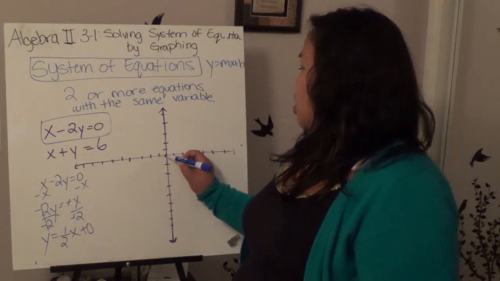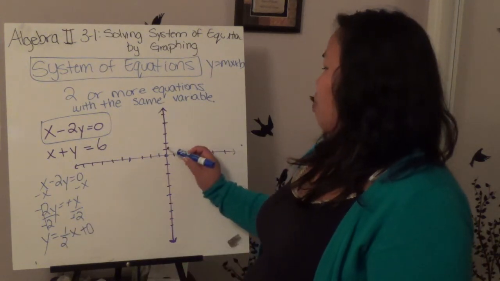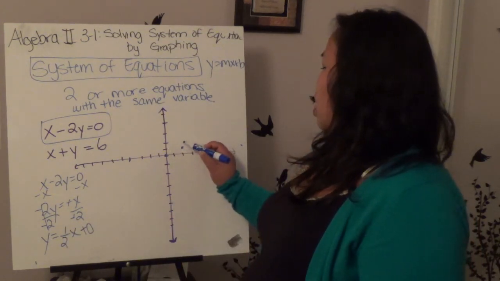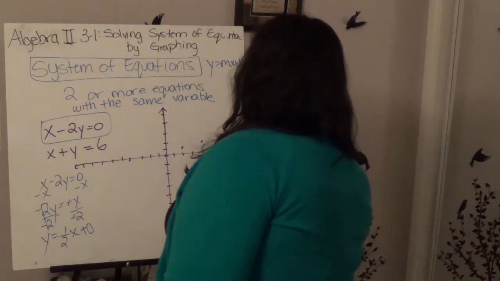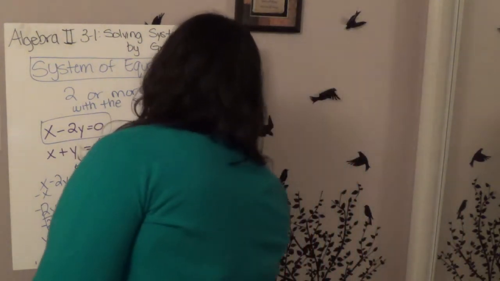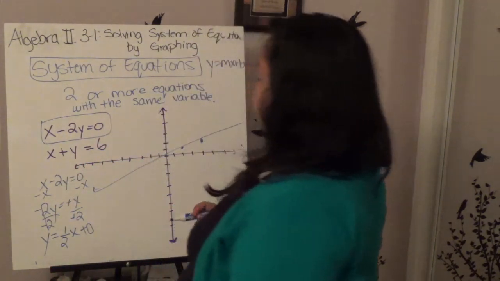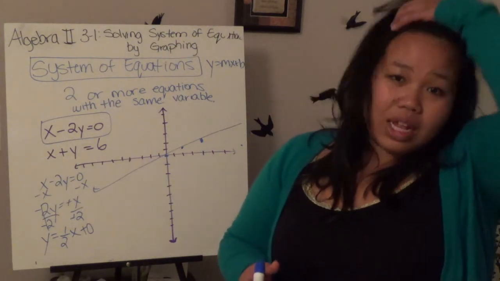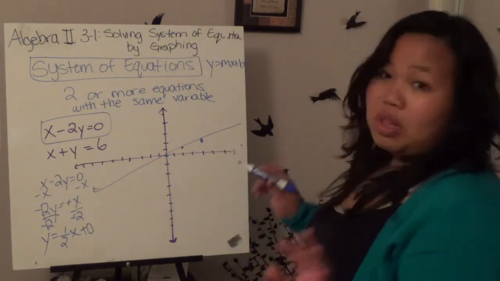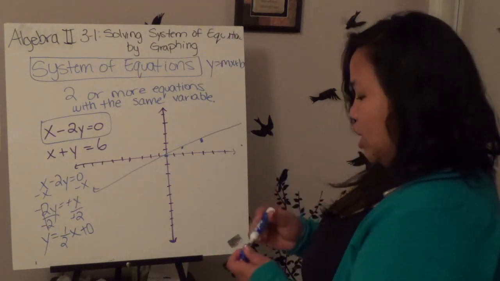If there's no b, that means it's plus 0. So I'm going to start at 0, and since it's positive 1/2, I'm going to go up 1 over 2, up 1 over 2. And this right here is my first line. Usually you would do this on graph paper so you can be more exact, because in this case I can't really be that exact when I make my lines.